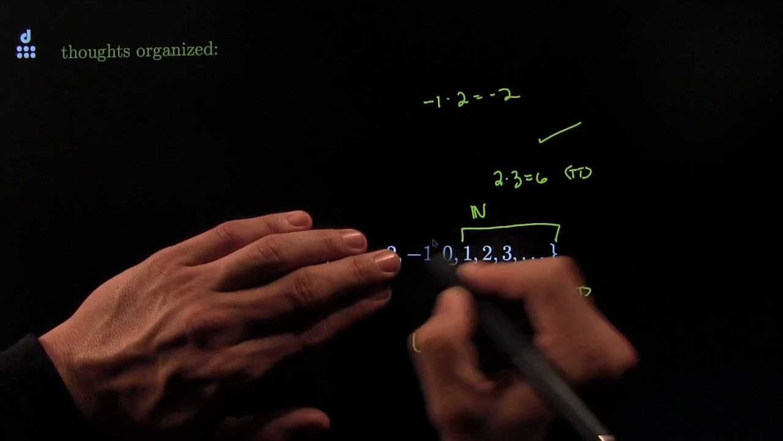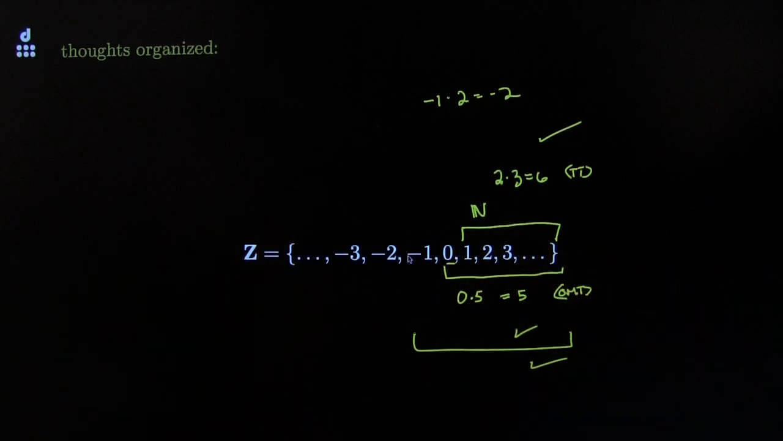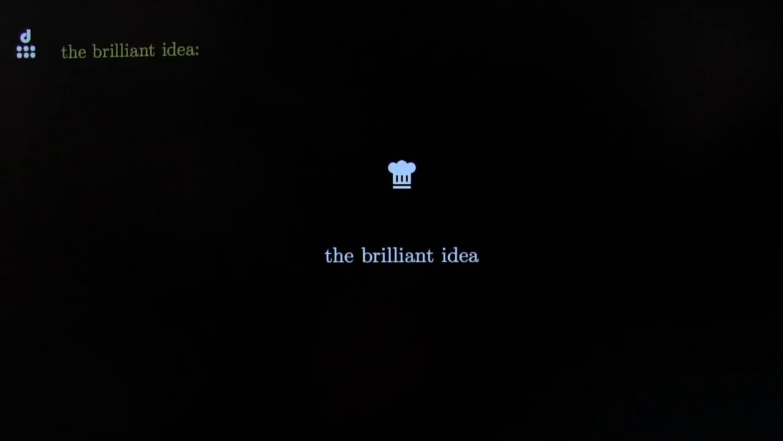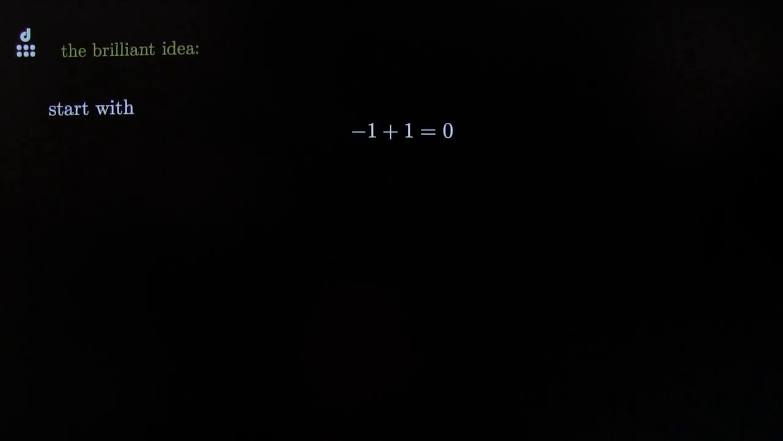What if you take this -1 and multiply by itself? Well, let's do that. -1 times -1. That would be something where we need another brilliant idea.